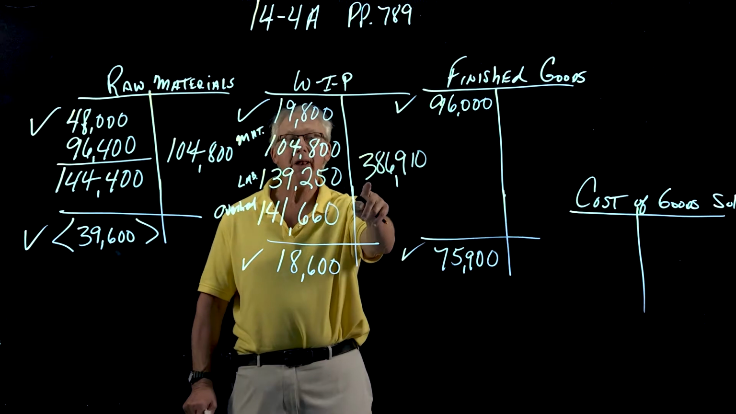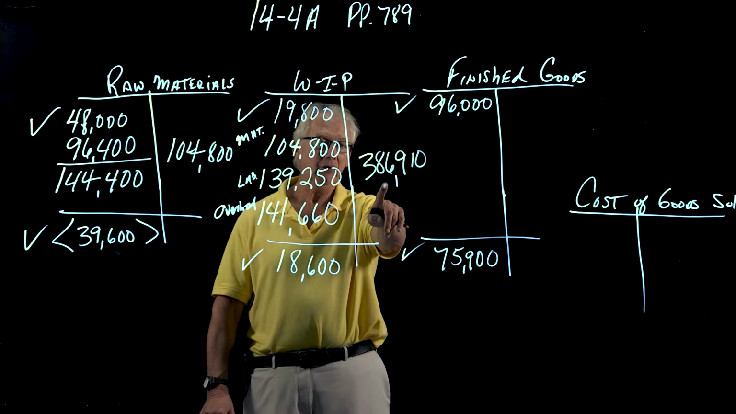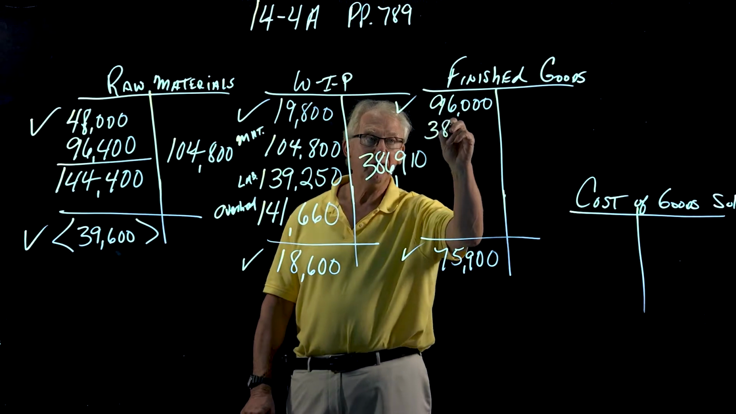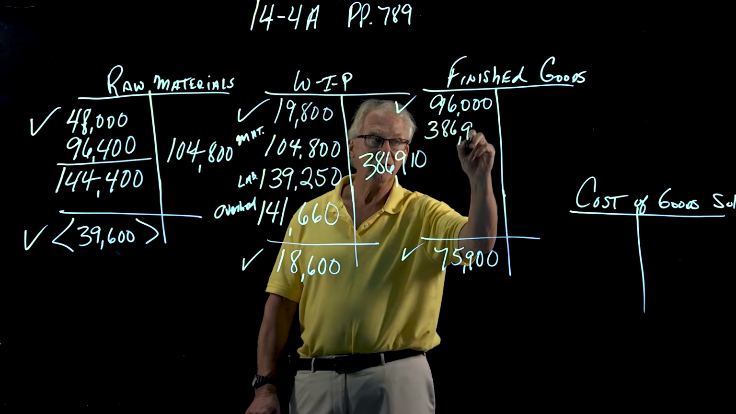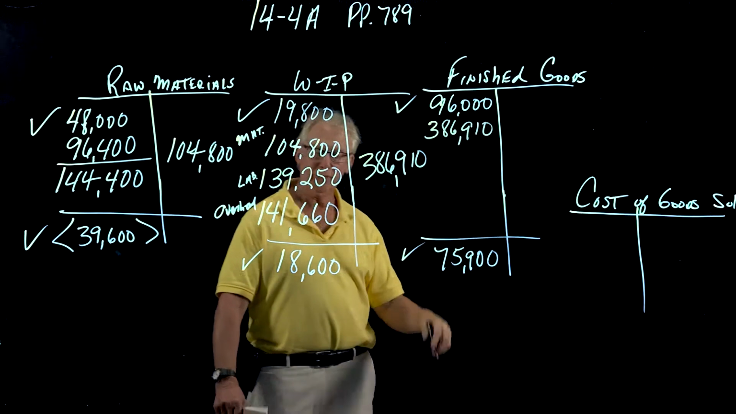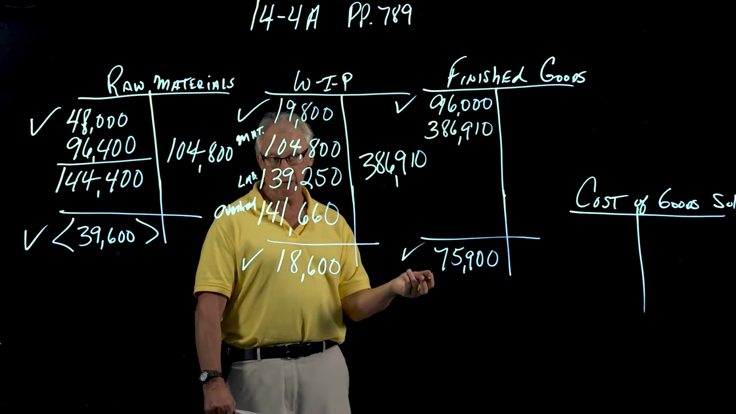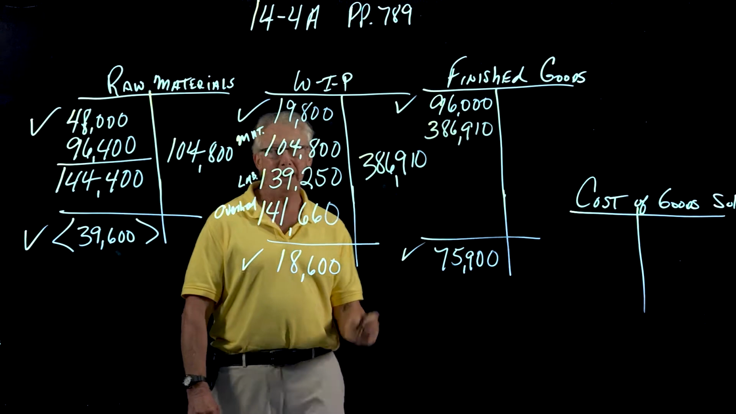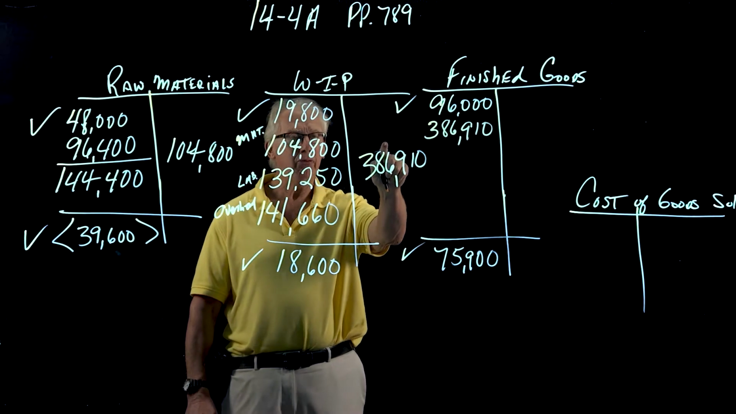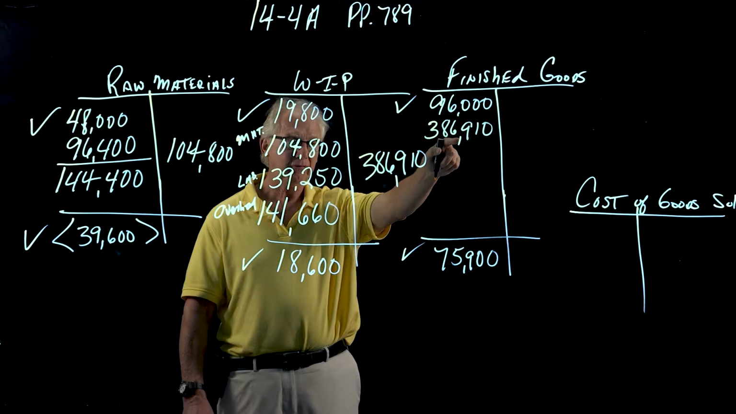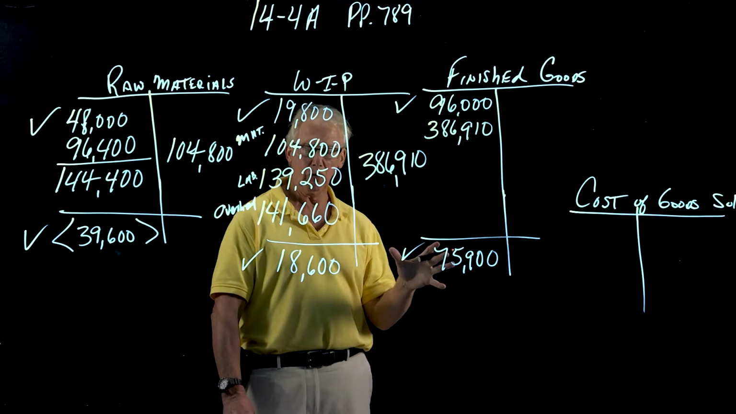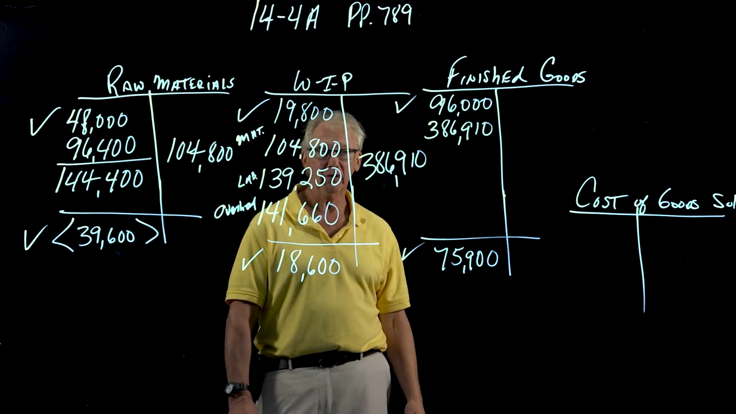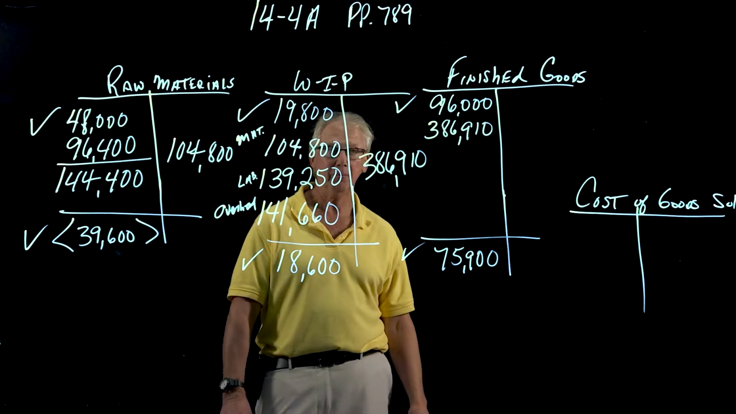Now, when you credit the $386,910, you go over here and debit finished goods for the same amount, because as we know from financial accounting, if you're going to credit something, you got to debit something. Okay, so by definition, the amount that goes from work in process to finished goods is called the cost of goods manufactured. And you will probably see that on the test. That probably will be asked on the test.